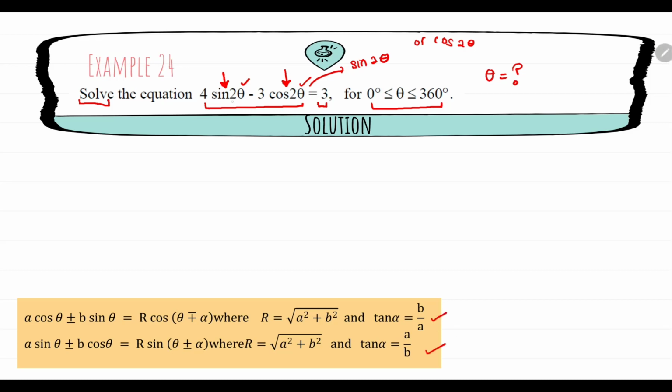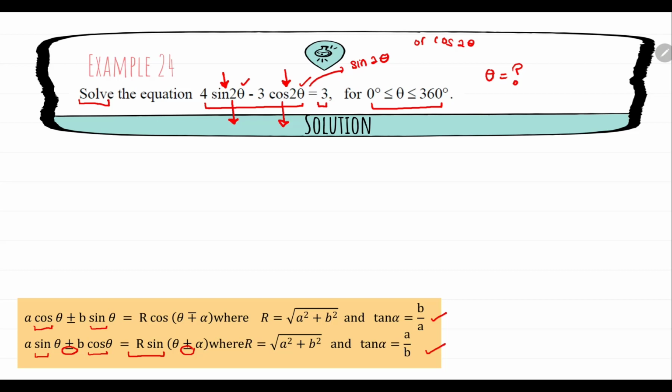So this question is about sine minus cos. Okay, so the first formula here is R cos(θ ± α), and the second formula is R sin. Notice that down here we have minus cos. That means we're going to use R sin. For minus, this is θ minus α. So we have decided for example 24 to express this as R sin(θ minus α).